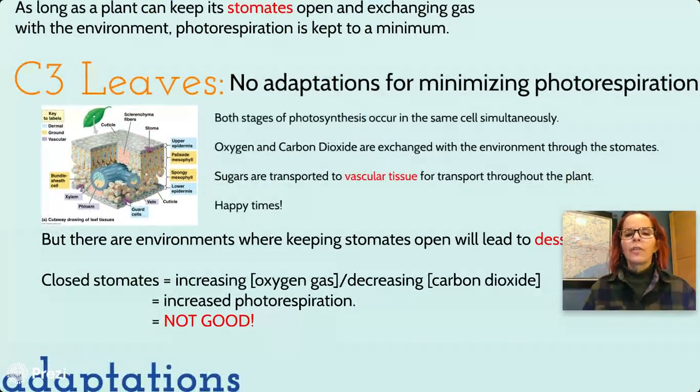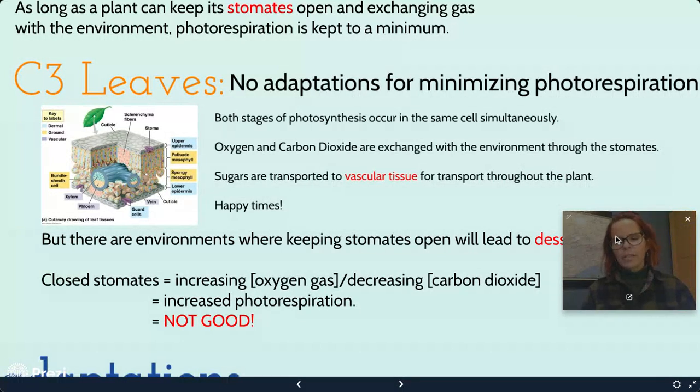So let's see if this one tells us what we need. It says here, back up. Most plants are called C3 plants. They have no adaptations for minimizing photorespiration. Both stages of photosynthesis are occurring in the same cell at the same time. So both the light reactions and the Calvin cycle are happening simultaneously. Oxygen and carbon dioxide have to be coming and going through those stomates. Sugars are transported to the vascular tissue throughout the plant, and it's all good.